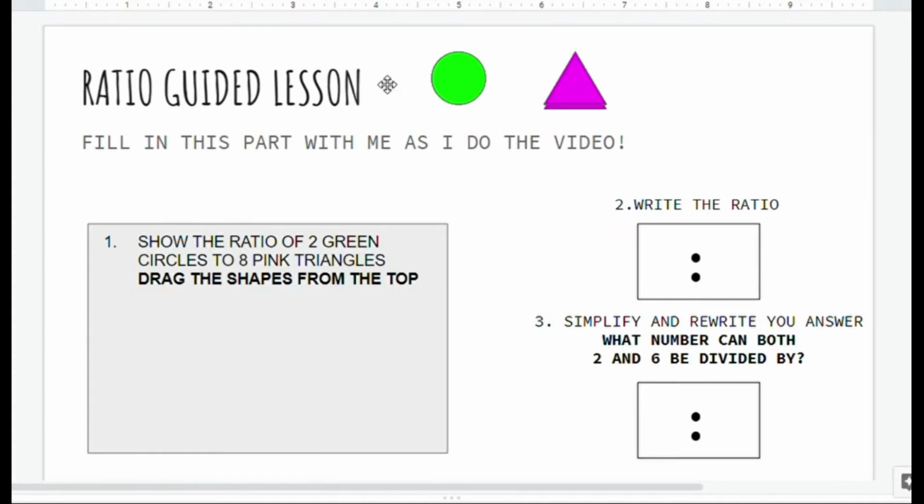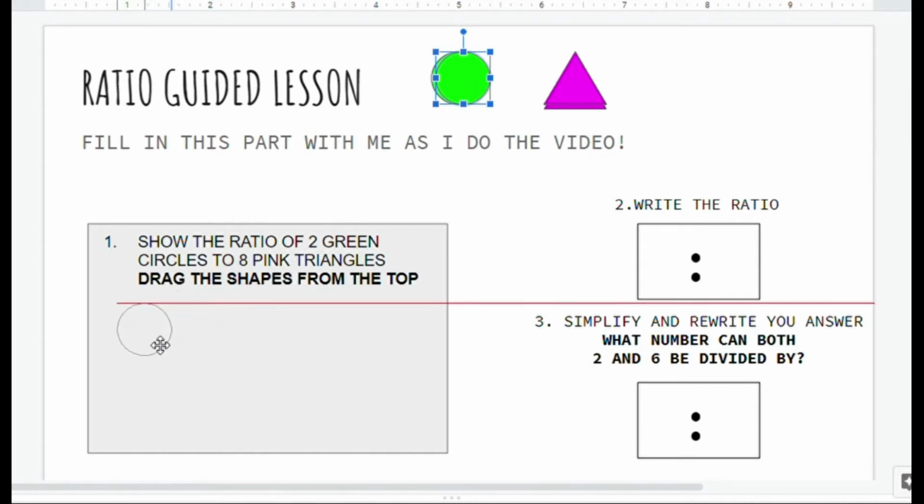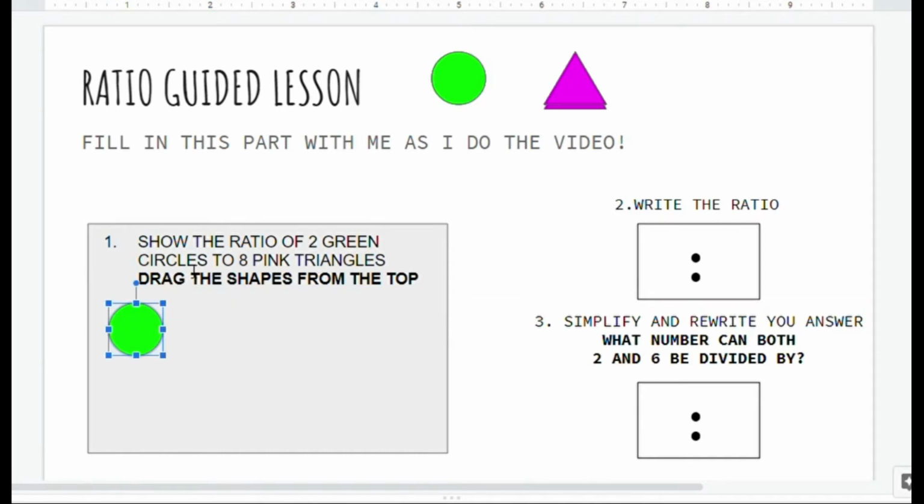So we're going to be doing this. I hope that you are with me and following along as I do this. These are drag and drop, so you're going to be dragging and dropping with me. Looking at number 1, show the ratio of 2 green circles to 8 pink triangles. Okay, so I'm going to drag. My first number they want is 2 green circles. So I'm going to grab green circles. Got 2 green circles, beautiful. And now I have 8 pink triangles.